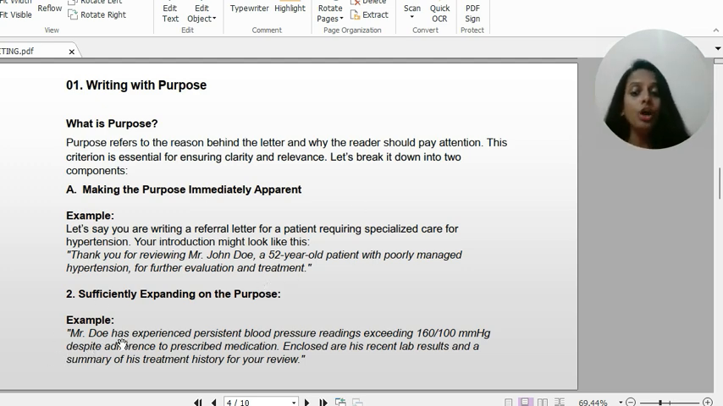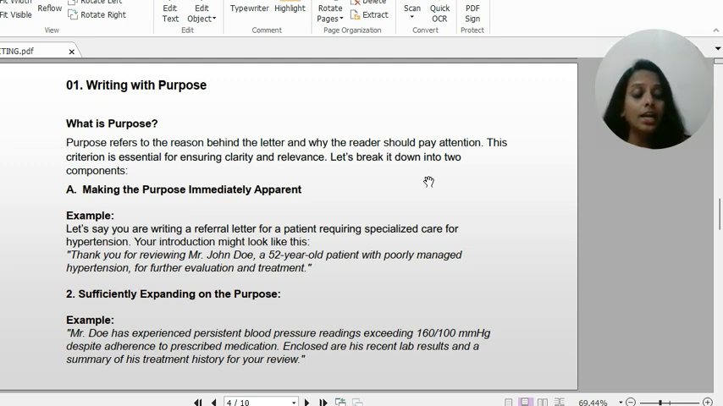Example, Mr. Doe has experienced persistent blood pressure readings exceeding 160/100 mmHg despite adherence to the prescribed medication. Enclosed are his recent lab results and a summary of his treatment history for your review. This ensures that the reader has a comprehensive understanding of the situation.